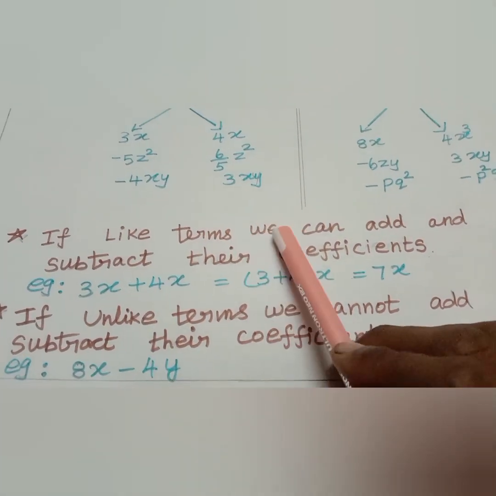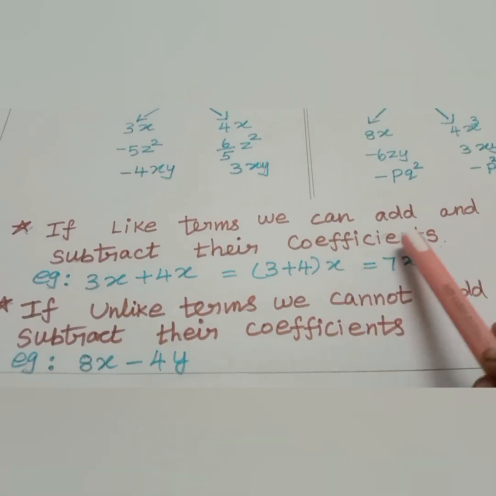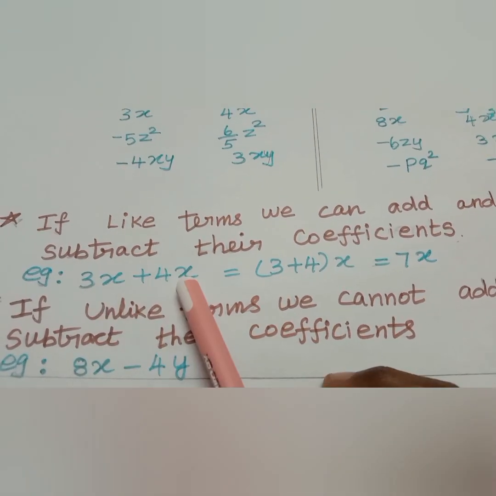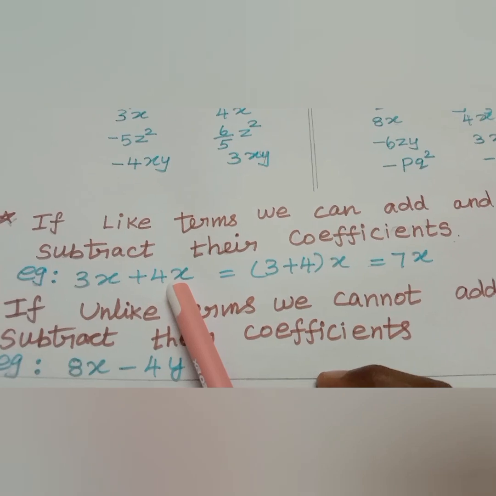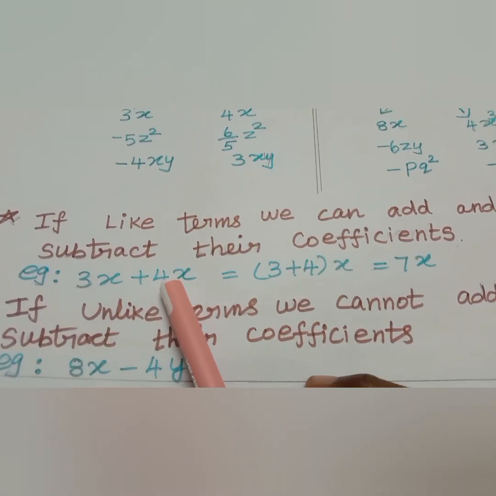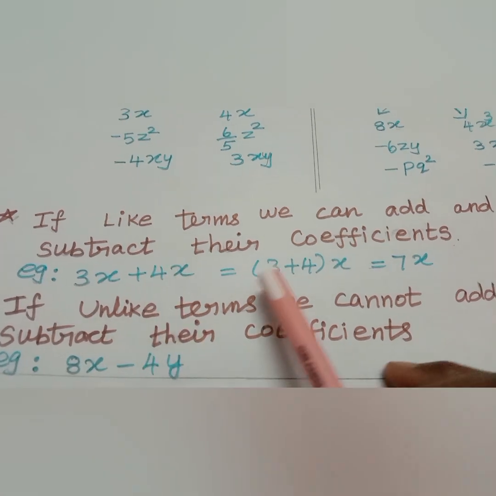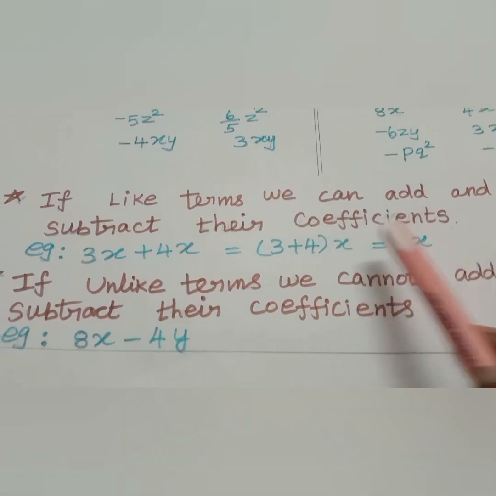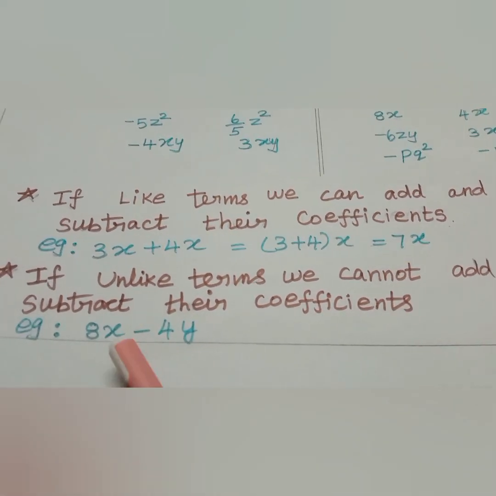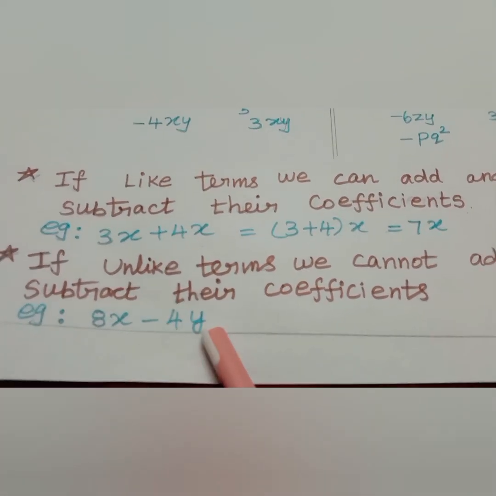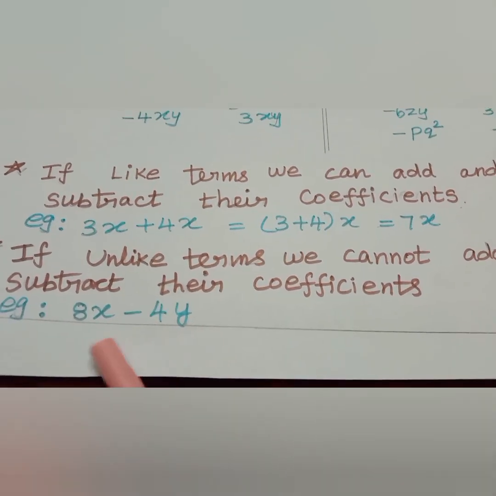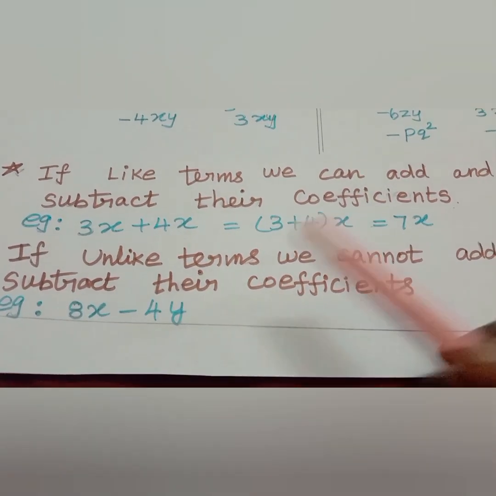If terms are like terms, we can add and subtract their coefficients. Consider this example, 3x plus 4x. 3x and 4x are like terms, so we can add their coefficients. The coefficient is 3, here the coefficient is 4. So 3 plus 4 is equal to 7x. If unlike terms, we cannot add and subtract their coefficients. See here 8x minus 4y. Here the variables are different, x and y, so we cannot subtract their coefficients.